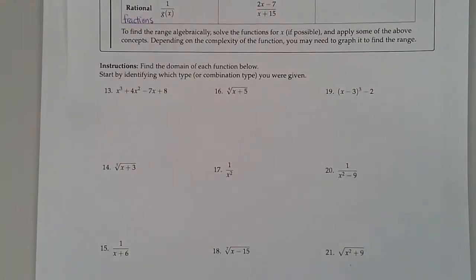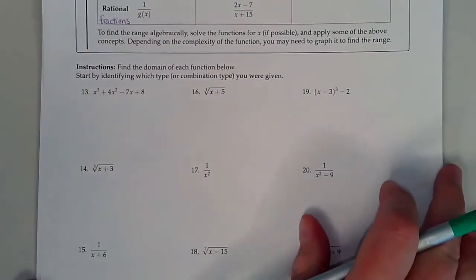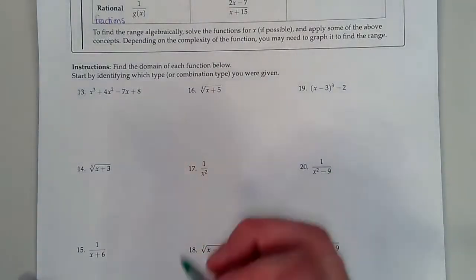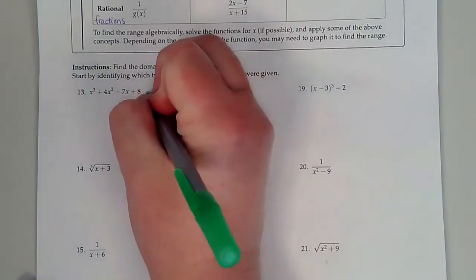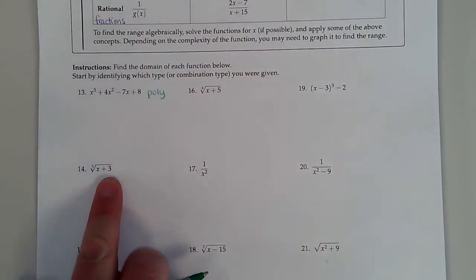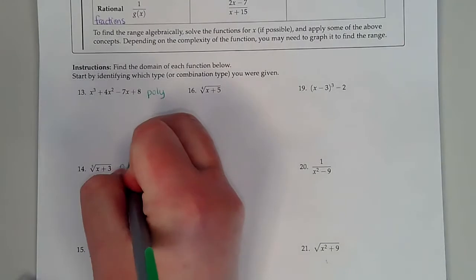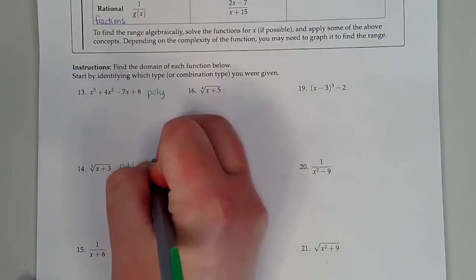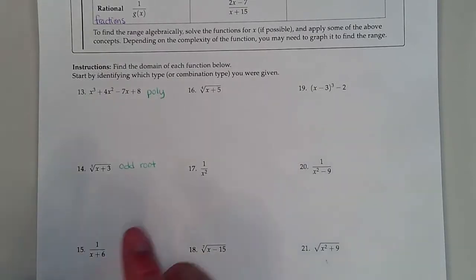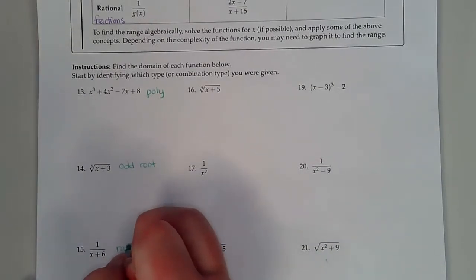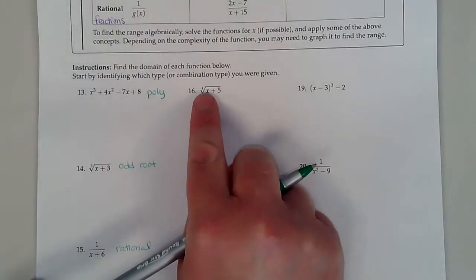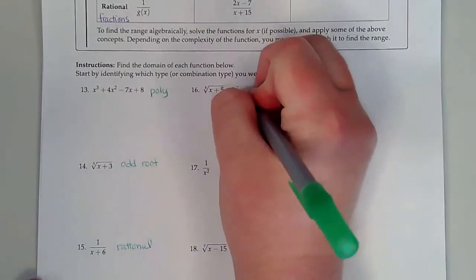Okay, so let's see if we came to about the same place. Number 13, x cubed plus 4x squared minus 7x plus 8. That is definitely that ax squared plus bx flavor, so it's a polynomial. I have the fifth root of x plus 3. That 5 is odd, so this is an odd root. 1 over x plus 6. This looks like a fraction, so it's a rational function. And then number 16, the fourth root of x plus 5. So that 4 is even. That makes this an even root.